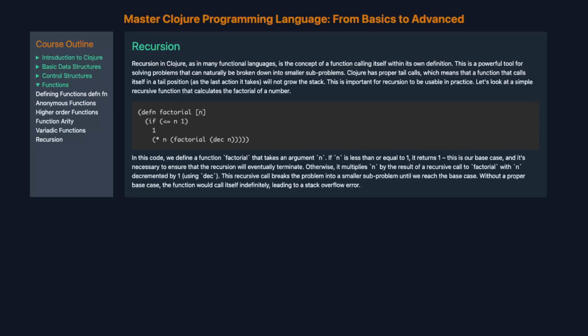Let's look at a simple recursive function that calculates the factorial of a number. In this code, we define a function factorial that takes an argument n.